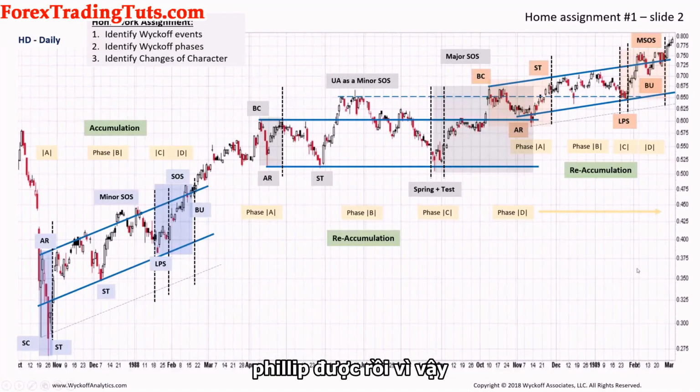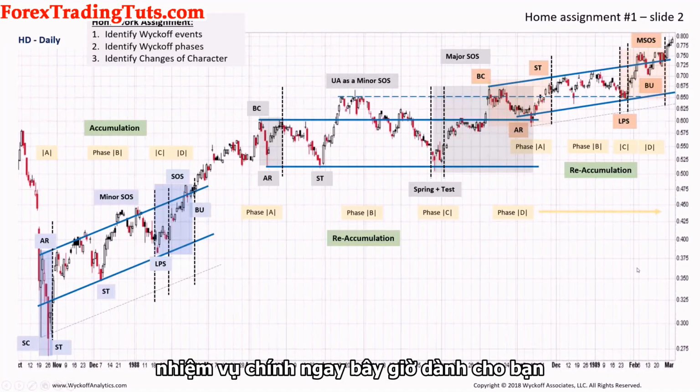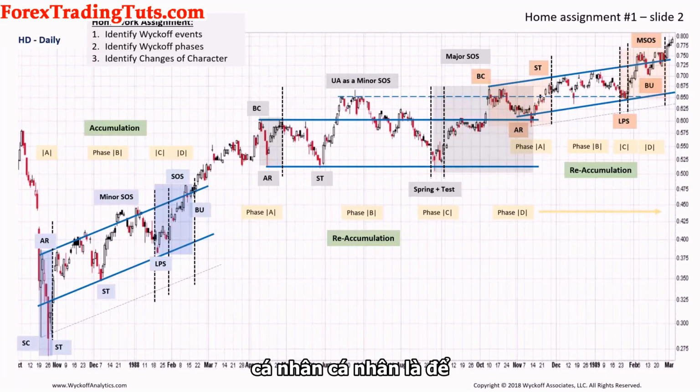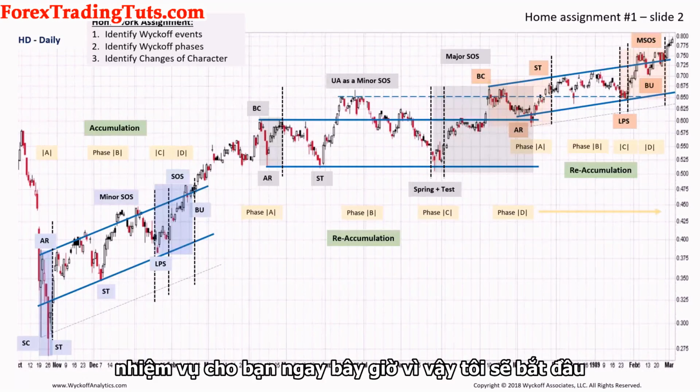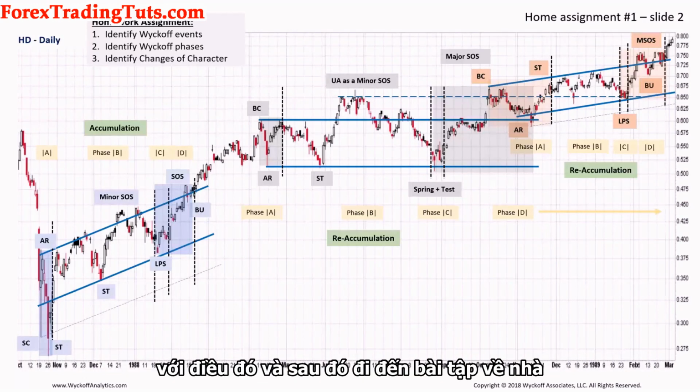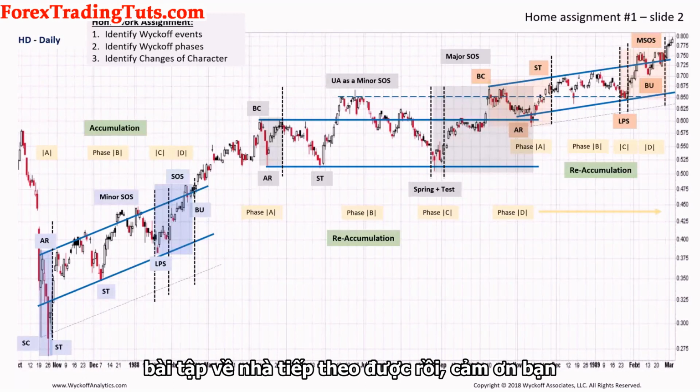Philip, okay, so the main task right now for you individually, personally, is to remember the sequence of all of the Wyckoff events that happen in the trading range. So this is kind of like a very individualized task for you right now. So start with that and then go to the next homework. All right? Okay, thank you. Sounds great.